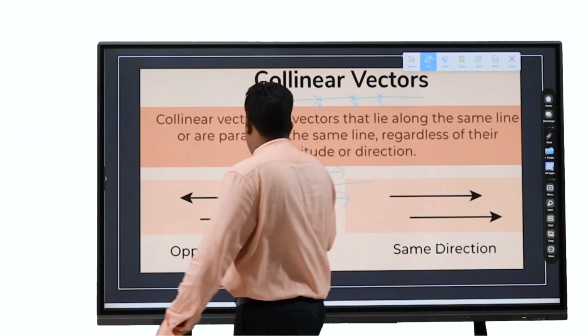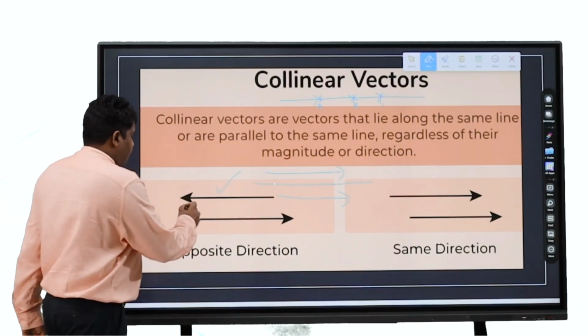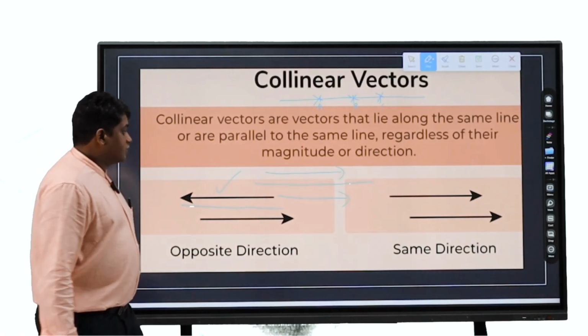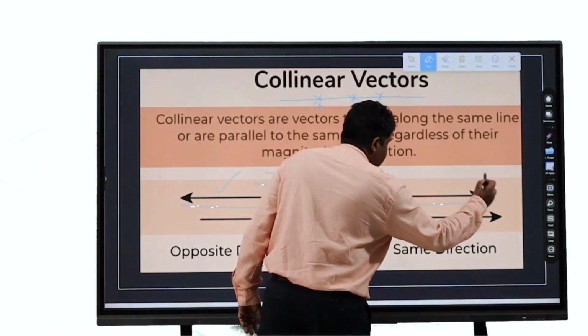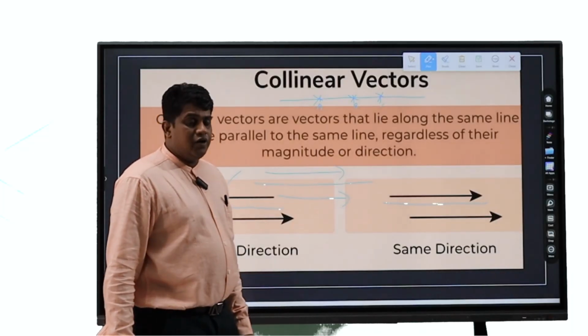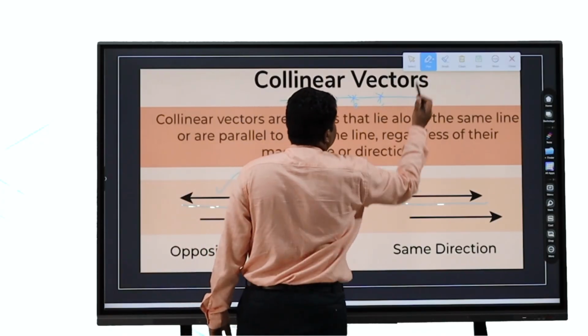Here, these two vectors are in opposite direction, but they are parallel to the same line. That is why they are collinear vectors. Similarly, they are in the same direction, and parallel to the same line. That is why they are called collinear vectors. If two vectors are collinear, there is a condition.